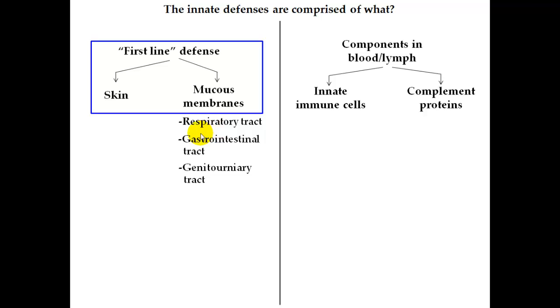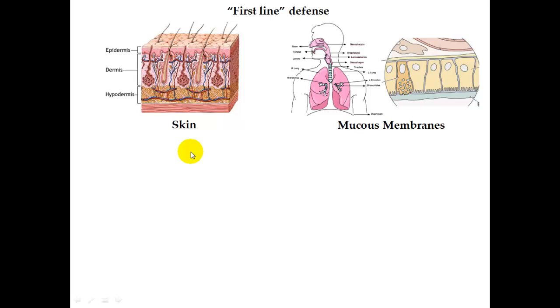So we'll first take a look at our first line defenders and see what all they can do to protect us against microbes. So again, when you're considering the first line of defense, what you're talking about is the skin and also the mucous membranes. And what we'll do here is we'll describe some things that both of these first line defenders can do to protect us against pathogens. So one of the things that they do is that they act as just a physical impediment or a physical barrier that makes it more difficult for pathogens to gain access to the inside of our body.